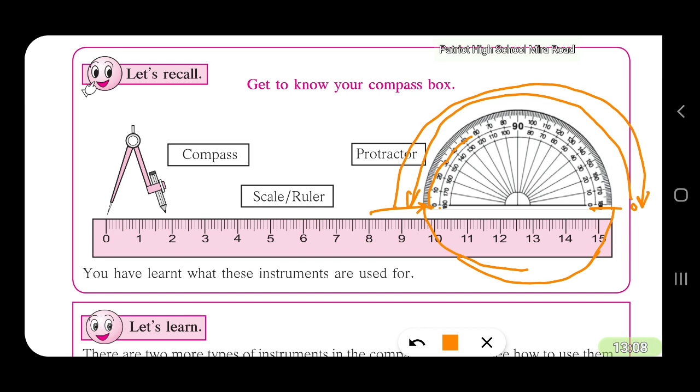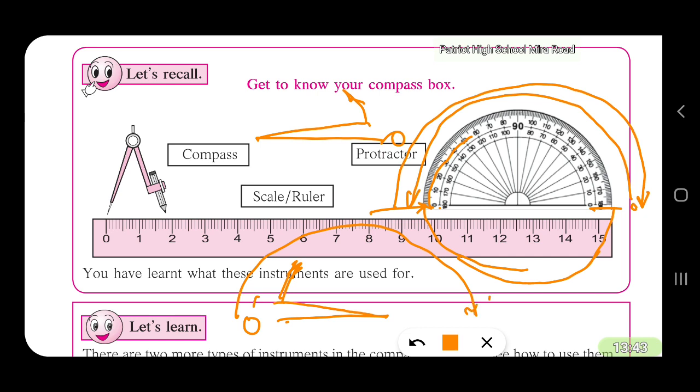If you are making an angle from here, suppose this arm is moving this way, your 0 will be here. But in case you have one arm here and the other arm is moving in this way, this is fixed and this is moving, then your 0 will start here. And you complete half the round here, so it will be 180 degrees. Half round will be 180 degrees.